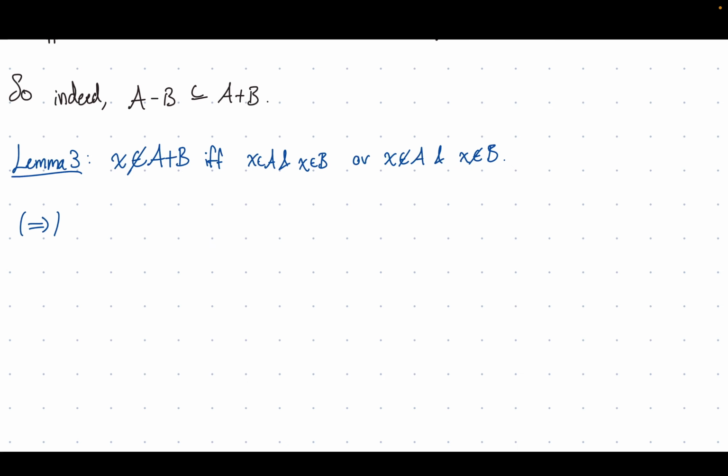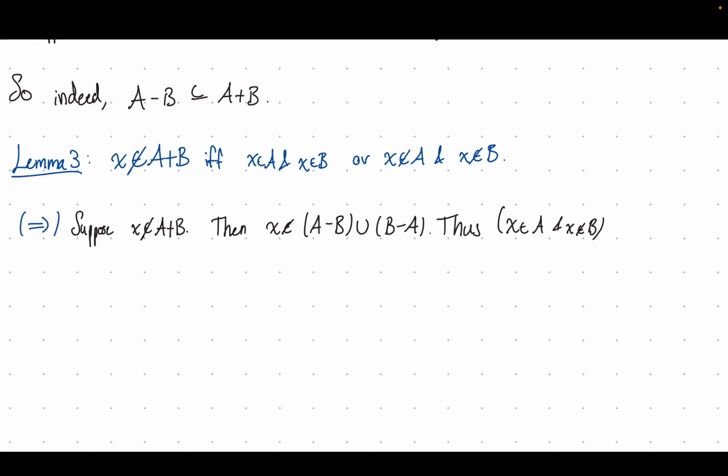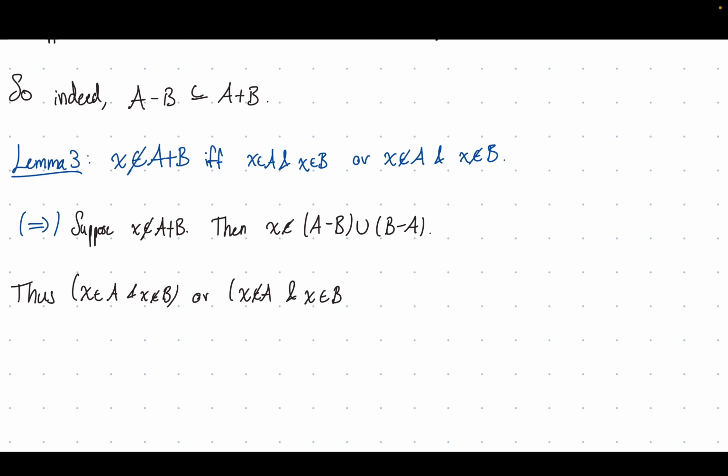So let's do the forward direction first. Suppose x is not in A plus B. Then x is not in A minus B union B minus A. Thus, it is not the case that x is in A and x is not in B, or x is not in A and x is in B. Thus, it is not the case that this, or it is not the case that that.